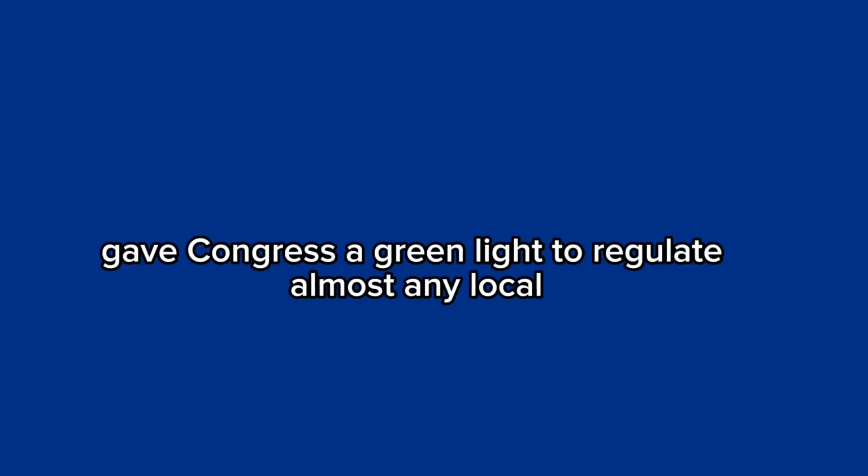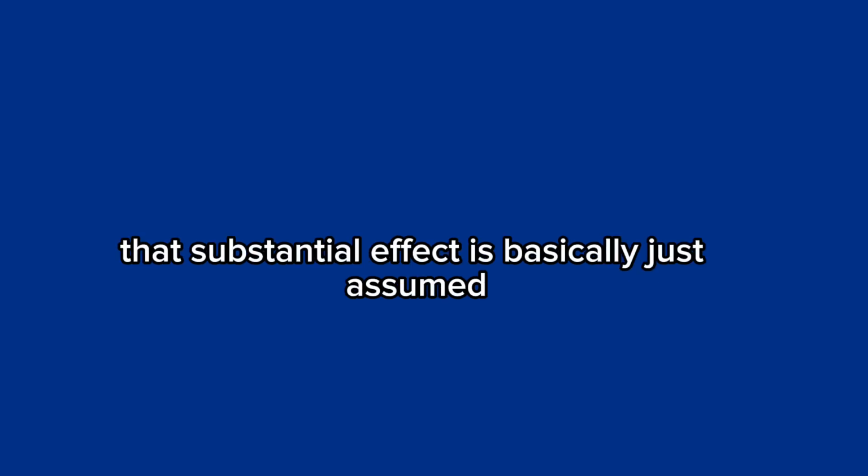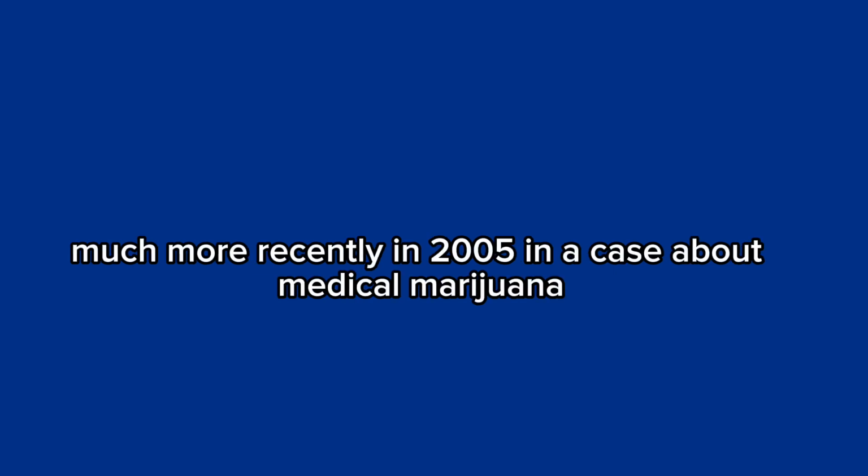This case basically gave Congress a green light to regulate almost any local economic activity that, when you add it all up, has an influence on the national economy. That is a staggering logical leap. And the result is that for almost any activity you can label as economic, that substantial effect is basically just assumed now. And we saw this exact principle come up again much more recently in 2005 in a case about medical marijuana. This was Gonzales v. Raich. Right.